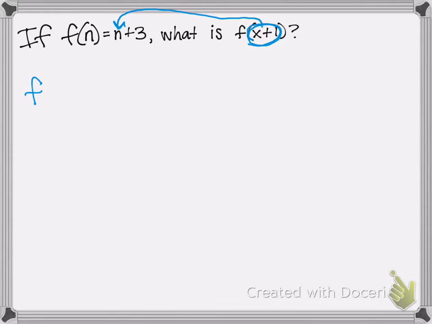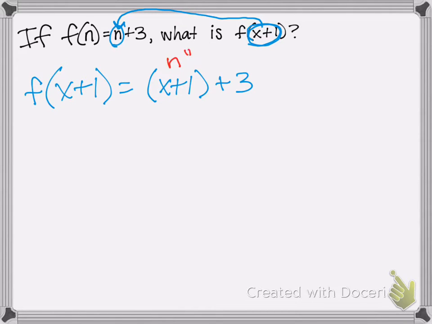So when we write f of x plus 1, anywhere we see n, we're going to write x plus 1. So right here where I see n, I'm going to write x plus 1, and then I have my plus 3. From there, it's not really that much more complicated. We just are going to combine our like terms. So we have 1 plus 3, and we have x plus 4. There's no more simplification to be done. It's just x plus 4 would be our answer.